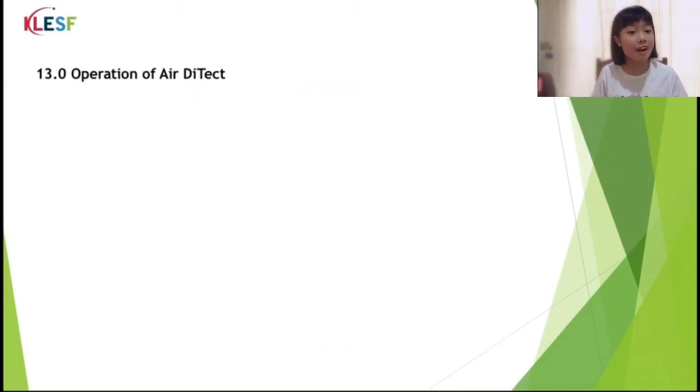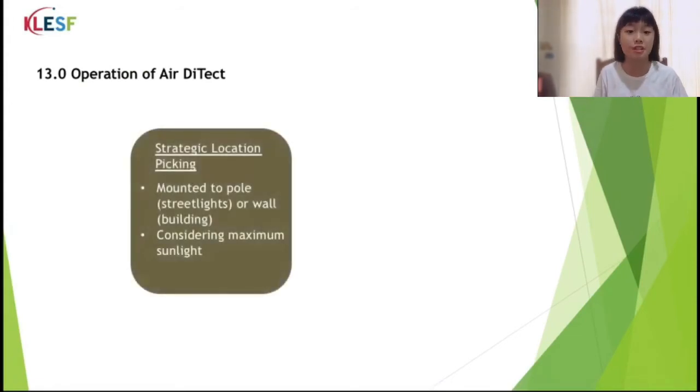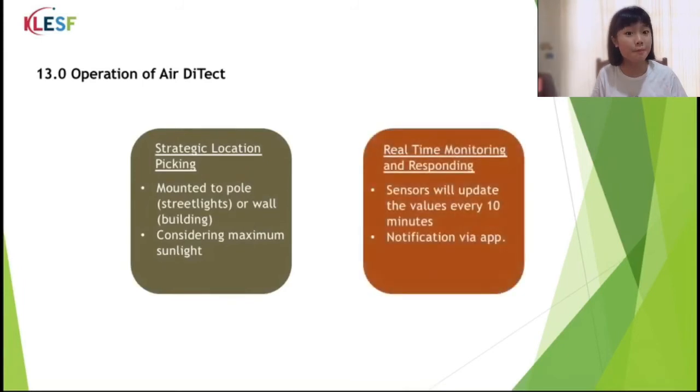For our operation of Air Ditect, we provide two options of strategic location installations, i.e. mounted to posts like street lights or building walls, in addition to the sunlight consideration. Our sensors will give live updates of the value. Notifications will be given via our app.